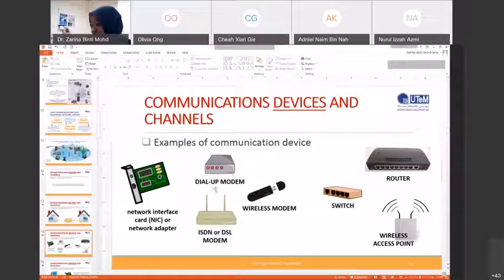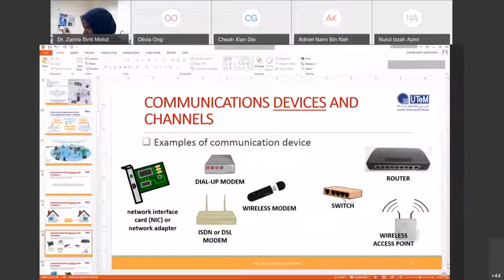And then we need to have a modem as well, either a dial-up modem, ISDN or DSL modem. And then this one is a wireless modem, another type of modem. But basically these modems have the same function. The function is to convert the data from the sending or receiving device into the form that the transmission channel can accept, so that it can enable the data transmission.